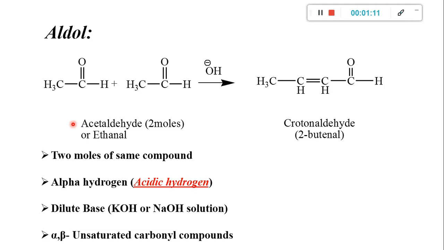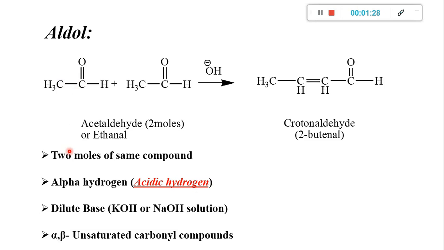What do we mean by alpha hydrogen? The alpha hydrogens are those hydrogens which are attached directly to the alpha carbon. This alpha carbon is attached directly to the carbon of the carbonyl group.